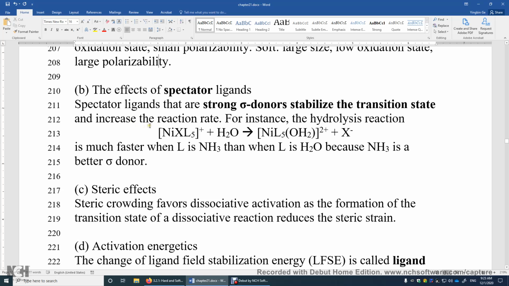All right, so let me give you one example. Over here, we are using this aqua ligand to replace this X minus ligand. This X minus is the leaving ligand. This aqua ligand is the entering ligand. So this reaction is faster when these 5 ligands are amine ligands than aqua ligands. If you have 5 amine ligands instead of 5 aqua ligands here, the reaction is faster because the 5 amine ligands are better sigma donors and they can stabilize the transition state better than 5 aqua ligands.